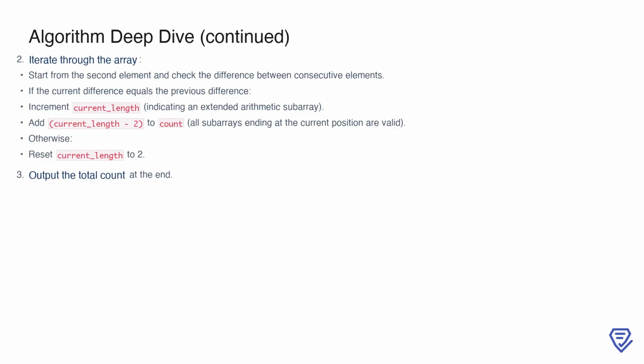difference matches the previous difference, it means the arithmetic sequence continues. We increment current_length to reflect the extended sequence and add current_length - 2 to count, since all subarrays ending at the current position are valid. If the difference does not match, we reset current_length to 2, indicating the start of a new sequence. This dynamic approach ensures that we count valid subarrays efficiently during a single traversal of the array.